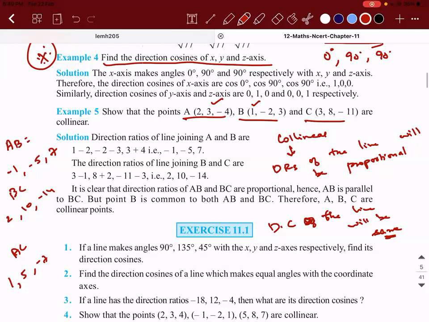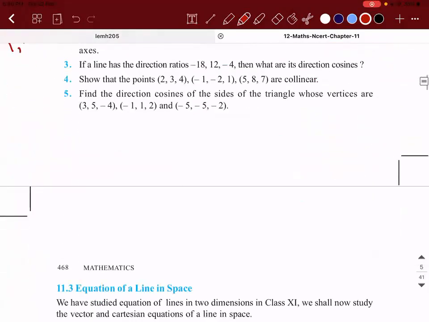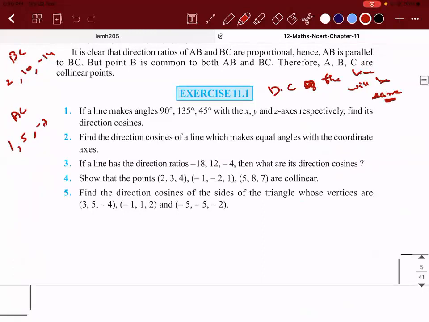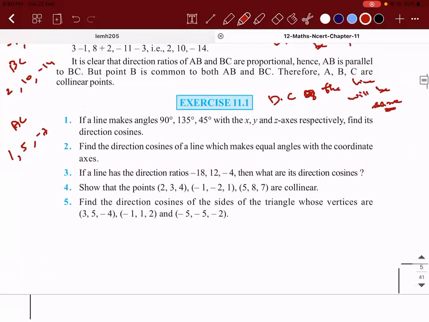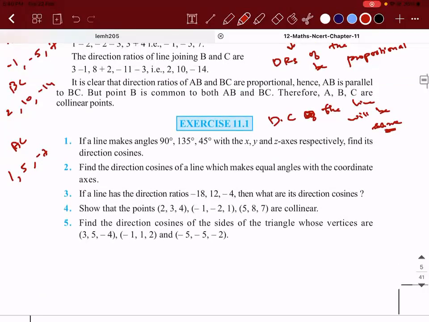Are you able to understand? So the direction ratios will be in the same proportion, whereas the direction cosines will be in the same ratio. Is it clear, guys? Yes, sir. So this is the first exercise which I want you guys to tell me how to solve. First one. What is the answer for the first one?